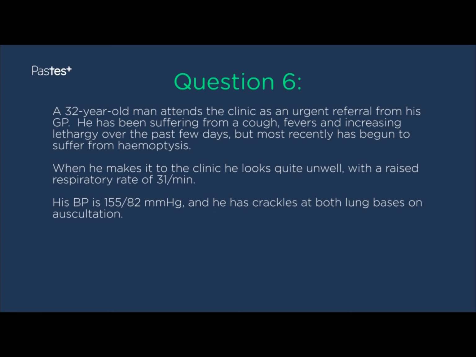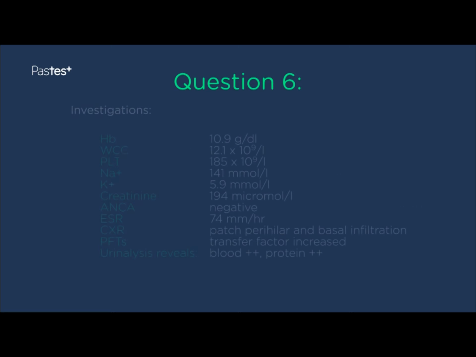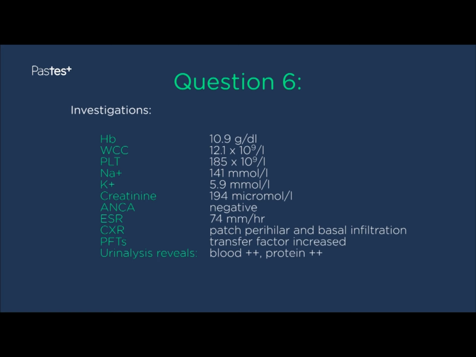His blood pressure is 155/82, and he has crackles at both lung bases on auscultation. His results show anemia with a hemoglobin of 10.9 grams per dL. His creatinine is elevated at 194 micromoles per litre. He is ANCA negative, has a raised ESR, and a chest x-ray shows patchy perihilar and basal infiltration.